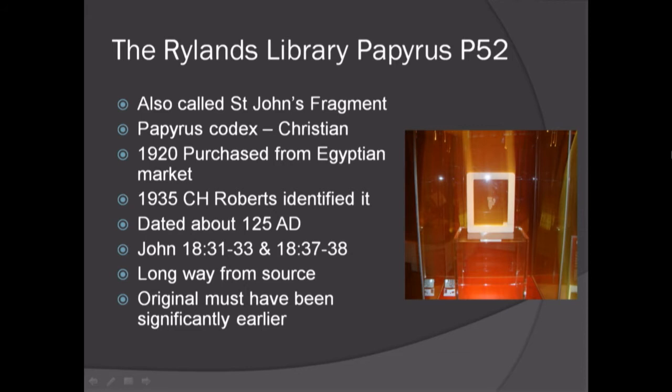So they were found in Egypt, which is a long way from where John was supposed to be written, which was supposed to be Ephesus. So the original must have been written significantly earlier. At one stage, some scholars would claim that John was written in the late 2nd century. And this kind of made that thesis a bit difficult.